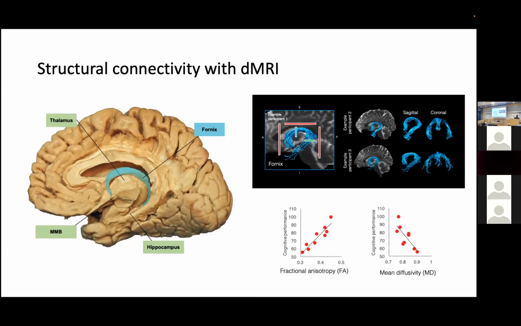So you get these really cool images of the fornix. And then we can do some modeling and derive metrics that reflect the microstructural properties of this tract in each participant, which hopefully have some relationship with cognitive performance.